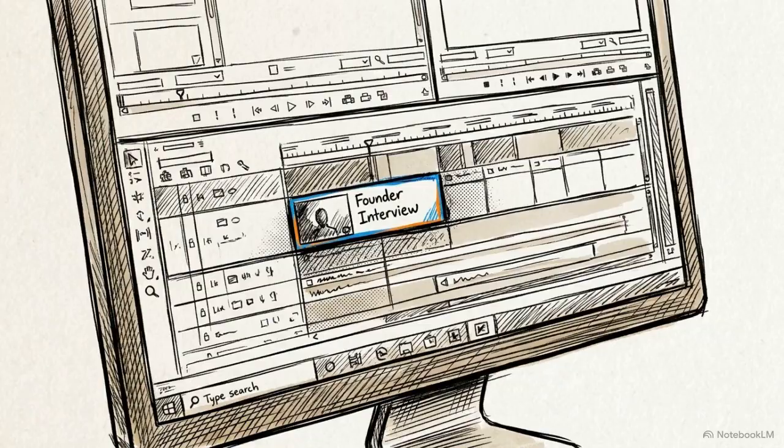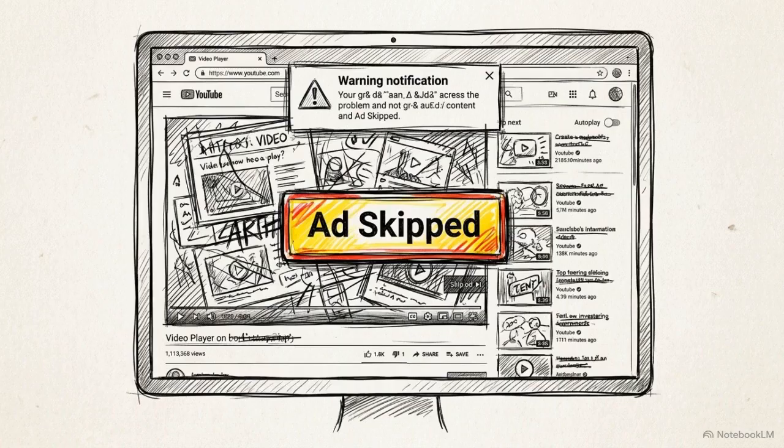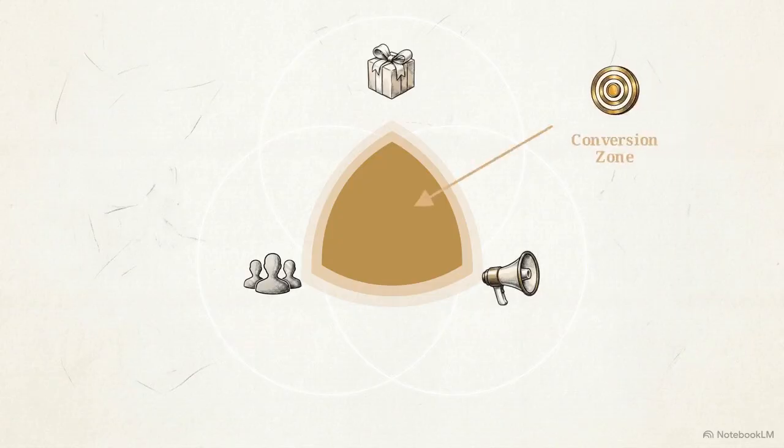Trying to cram a founder story, a nightmare future, and a shocking statistic into one 30-second video guarantees the viewer will skip it. This diagram shows where real performance happens. You have your offer, and you have the audience's current level of awareness. The conversion zone is what happens when you select the exact right ad angle to connect the two.